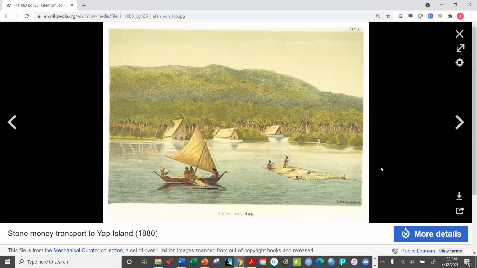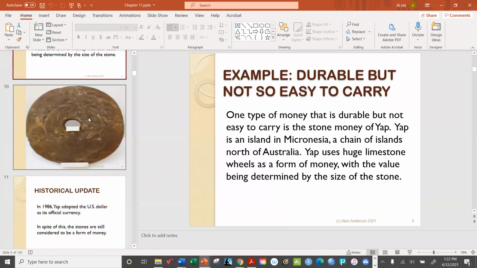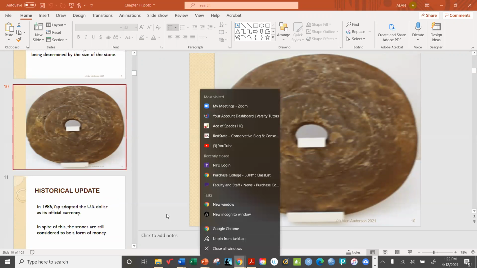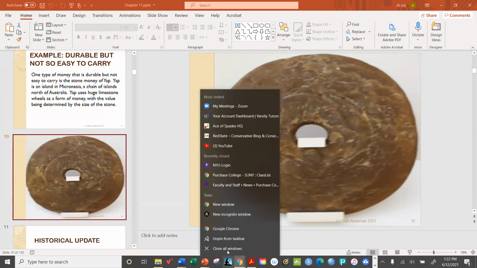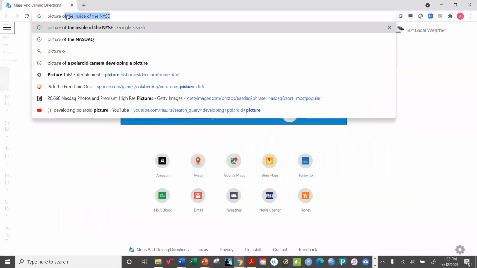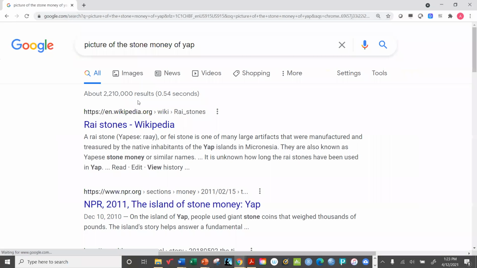But what's interesting about Yap is that the money they use takes the form of a gigantic stone wheel. Now, it's hard to tell from that picture how big this thing is. So let me find you another one, so you can get a sense how big these stones really are.